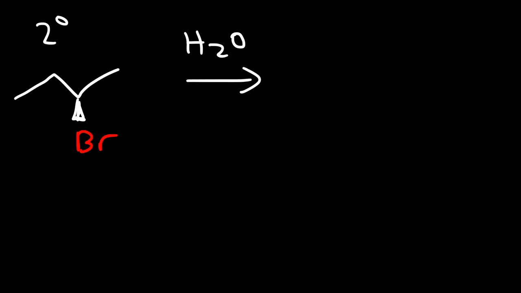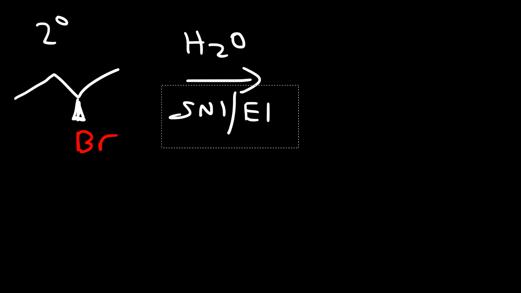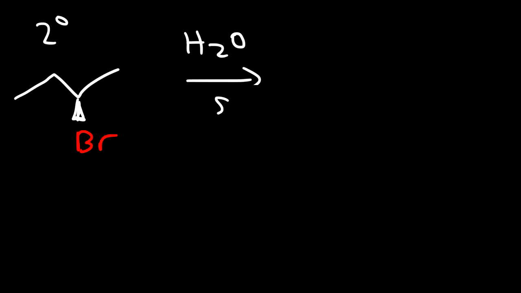Now let's use the same secondary alkyl halide, but this time we're going to react it with water. Now water is a protic solvent, and even though we have a secondary alkyl halide, protic solvents favor the SN1 and the E1 reaction. So we can get 2 products here, the SN1 product and the E1 product. But for now, let's focus on the SN1 product.